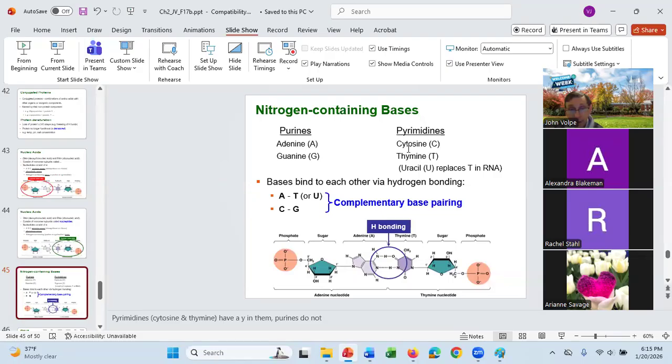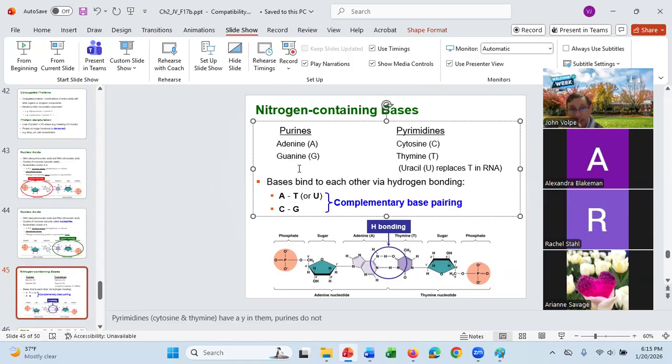How you can easily remember in DNA which nucleotides are pyrimidines is the word pyrimidine has a Y in it, and then cytosine and thymine have a Y in them. Adenine and guanine lack a Y, and purine lacks a Y. So for DNA, it's very easy to distinguish what's a pyrimidine and what's a purine.